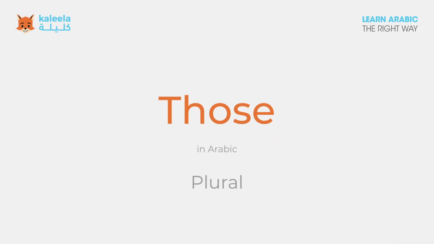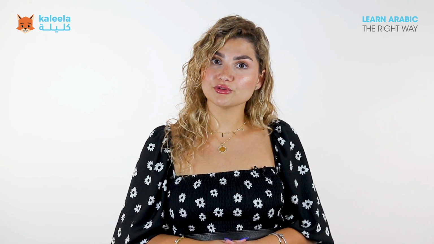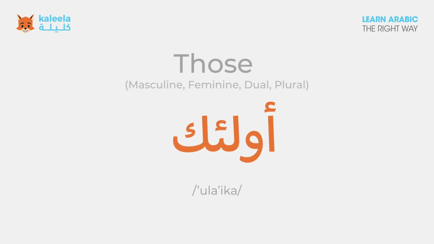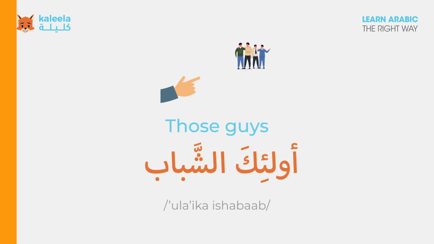Those in Arabic. If you want to talk about more than one thing that is far from you in Arabic, when referring to the masculine, feminine, or dual plural noun, you would use the same plural demonstrative pronoun أولئك. Those. For instance, those guys in Arabic would be أولئك الشباب.